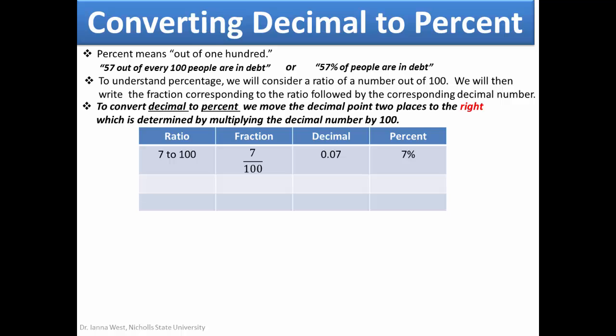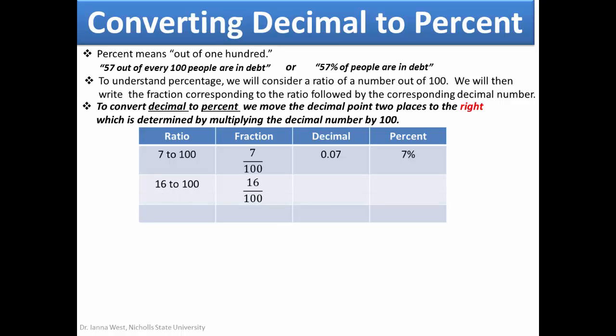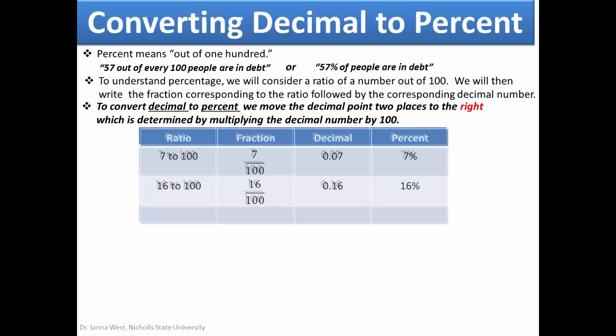For our next example, we will look at the ratio 16 to 100. The corresponding fraction would be 16 over 100, giving us the corresponding decimal number 16 hundredths. To write this number as a percent, we would multiply 0.16 by 100, which is equivalent to moving the decimal point 2 places to the right, giving us 16%.